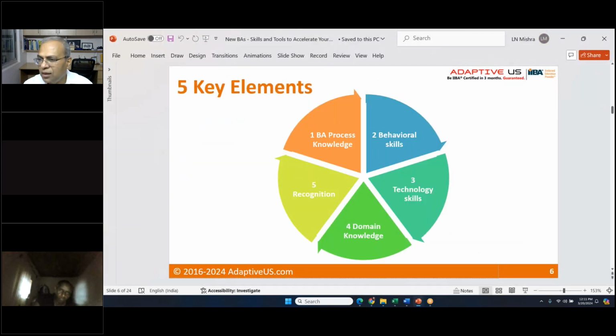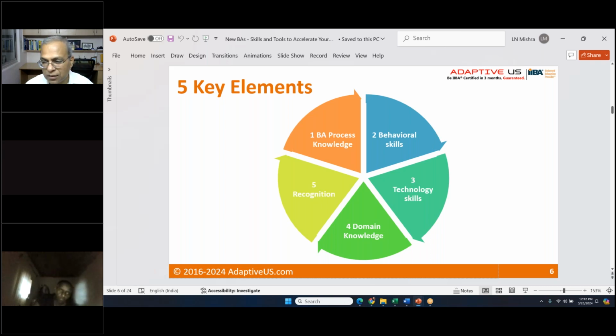So let's look at what is it that we are looking for in a good business analyst. Obviously, the first thing that you should know is to understand the business analysis process. Like, how do you go about conducting business analysis activities?